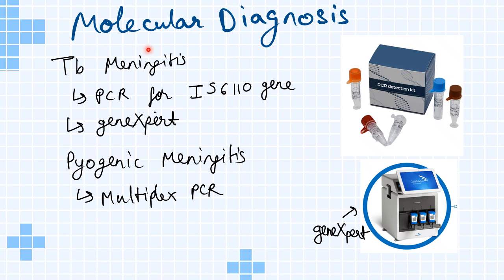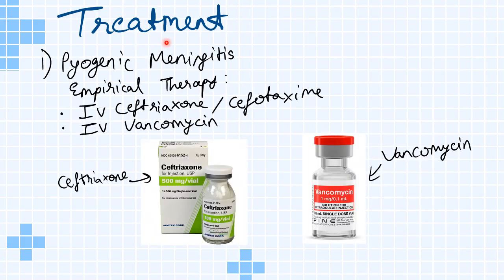Molecular techniques have significantly improved diagnosis. In tubercular meningitis, PCR targeting the IS6110 gene and GeneXpert are commonly used. In pyogenic meningitis, multiplex PCR is used. Now let's move to treatment.